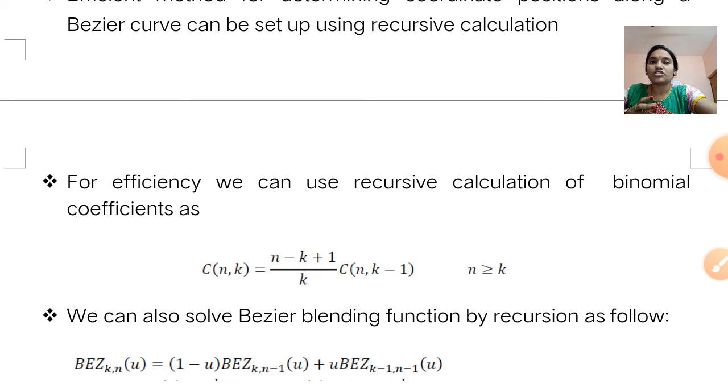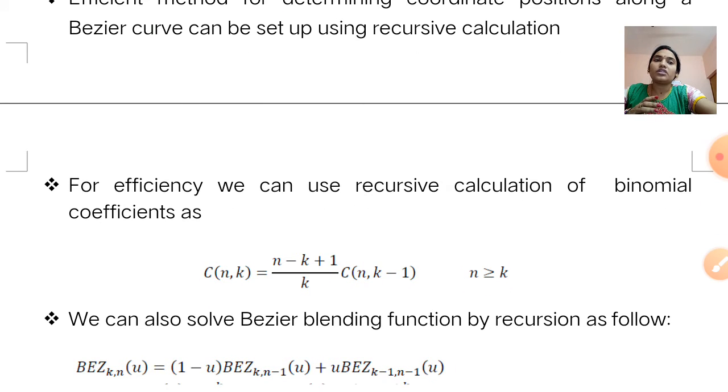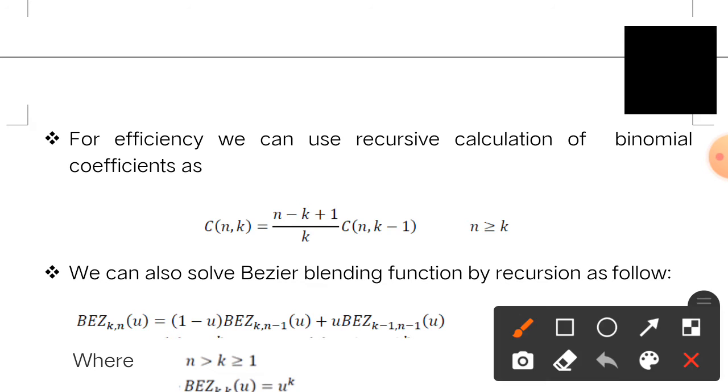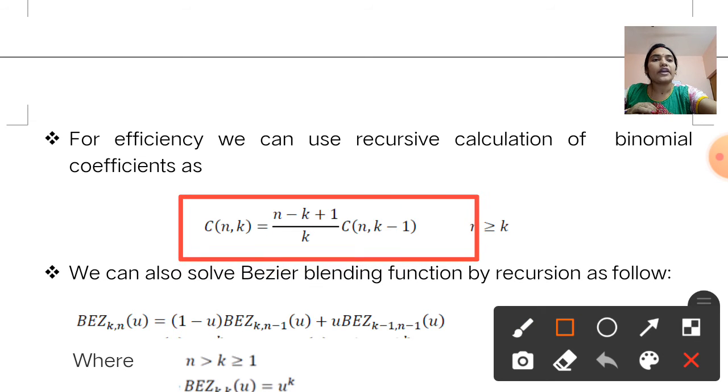We use recursive calculation to find the coordinate position of the Bezier curve. When we use recursive calculation, we find the binomial coefficient of the points. So how do we calculate the binomial coefficient? Here is your formula: C(n,k) equals (n-k+1)/k into C(n,k-1). Here n is greater than or equal to k. All of you learn these formulas.